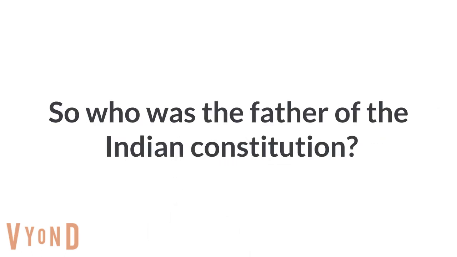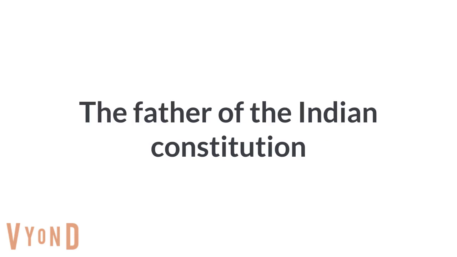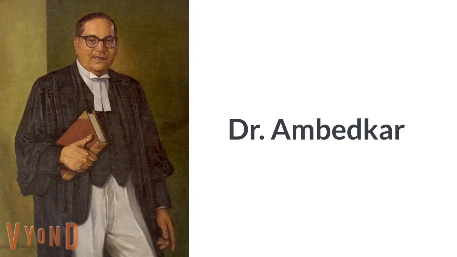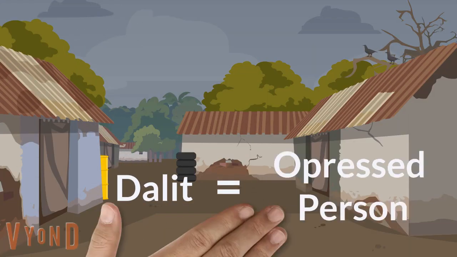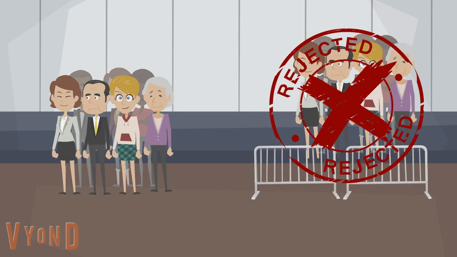So, who was the father of the Indian Constitution? The father of the Indian Constitution was Dr. Ambedkar. He was actually a Dalit, which means an oppressed person. The lowest caste, which are also known as untouchables.